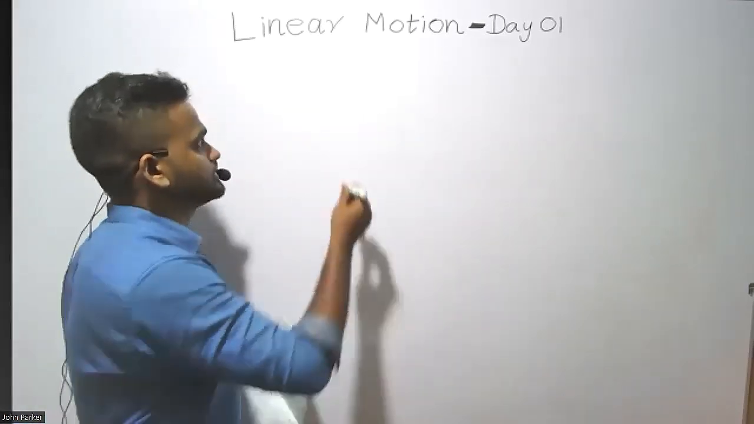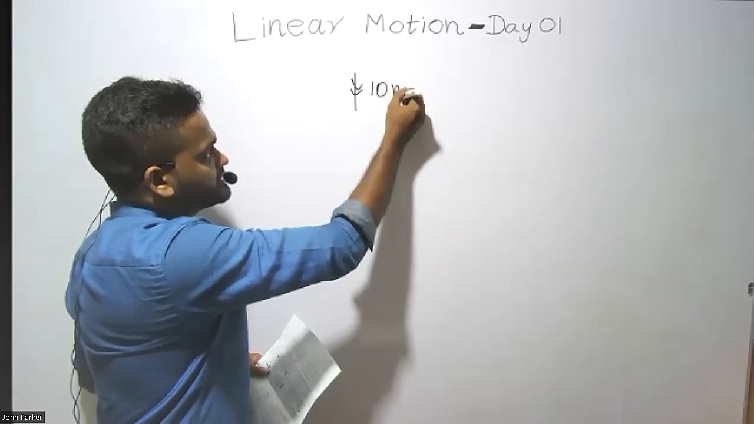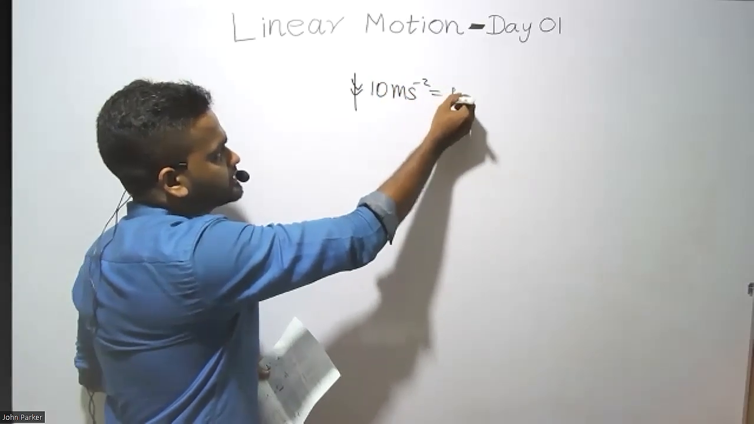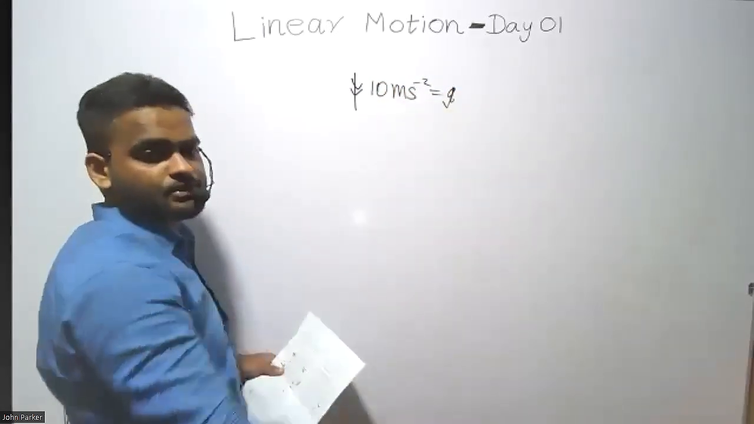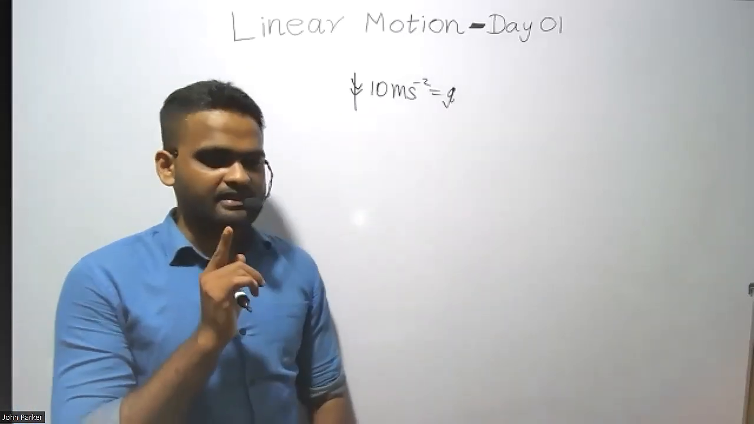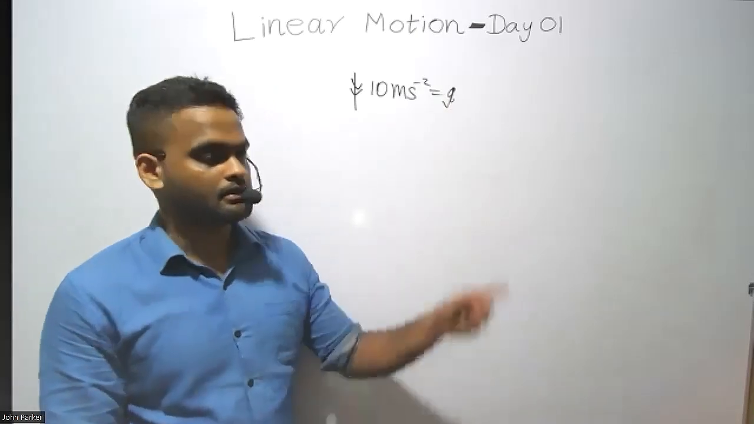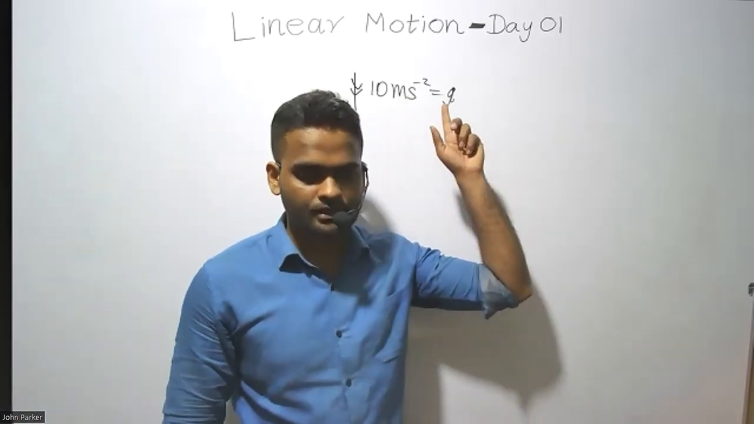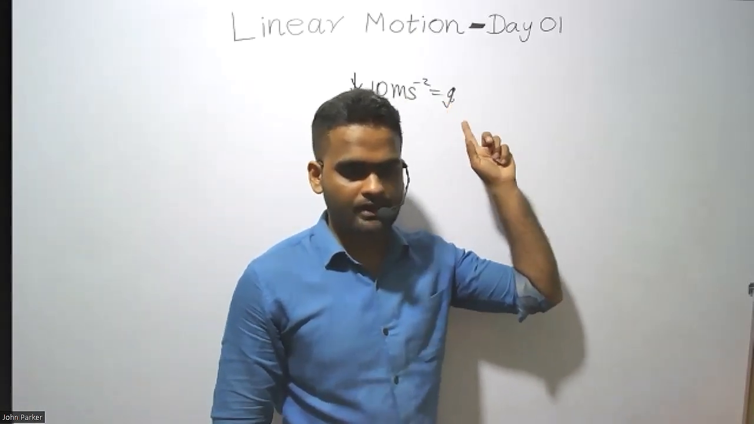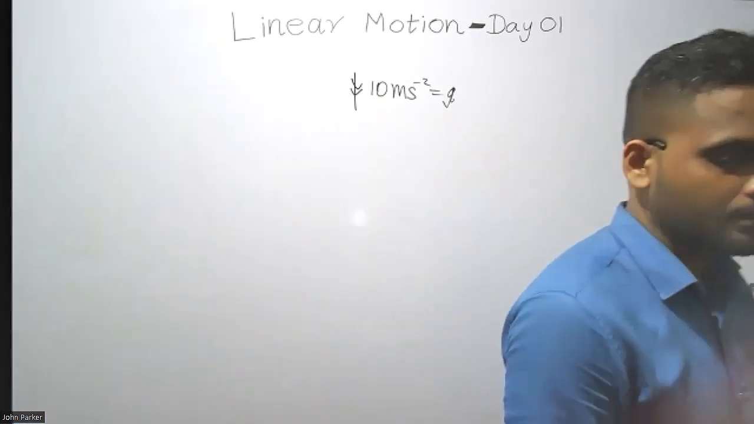So in the syllabus, that gravitational acceleration is always downwards and it is 10 meters per square second. To be precise, it is around 9.81 meters per square second, but it is always averaged. Averaged, it is 10 meters per square second downwards.